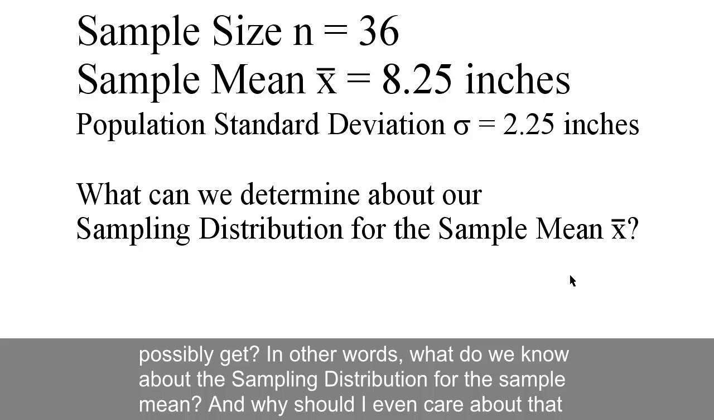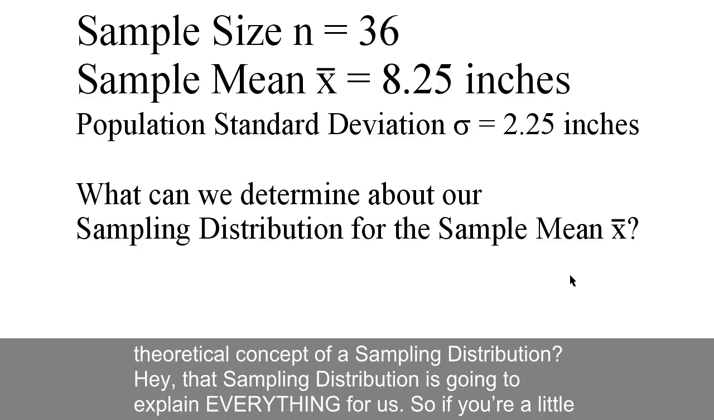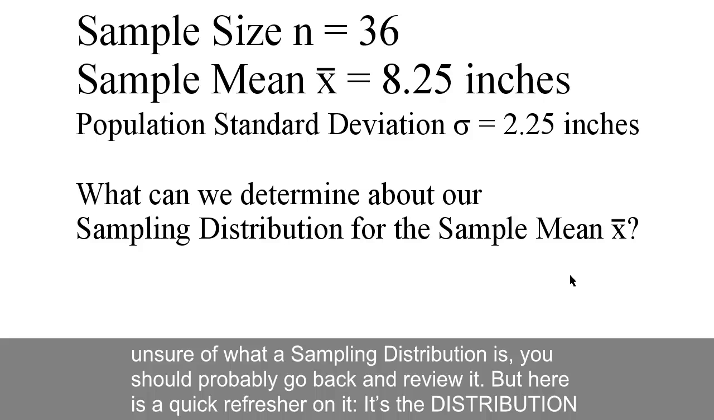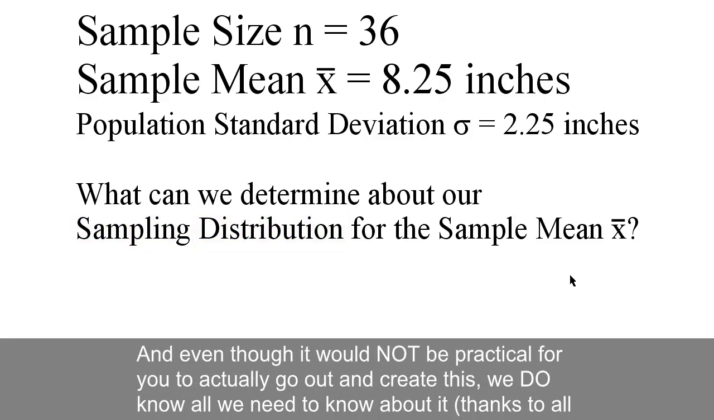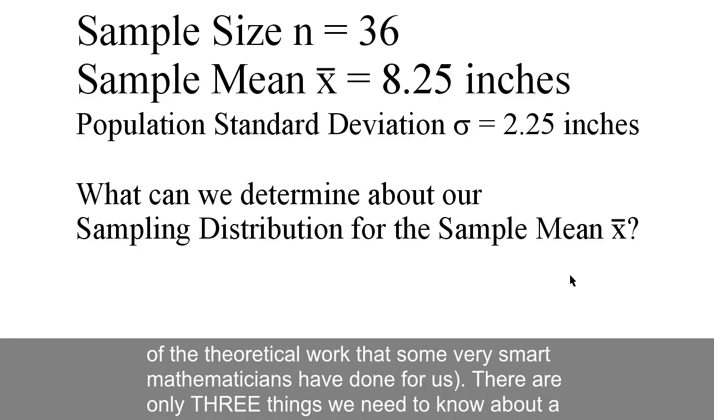And why should I even care about that theoretical concept of a sampling distribution? Hey, that sampling distribution is going to explain everything for us. So if you're a little unsure of what a sampling distribution is, you should probably go back and review it. But here is a quick refresher on it. It's the distribution of all the possible sample means that you could ever possibly get from repeated sampling, hence the name sampling distribution. And even though it would not be practical for you to actually go out and create this, we do know all we need to know about it, thanks to all the theoretical work that some very smart mathematicians have done for us.